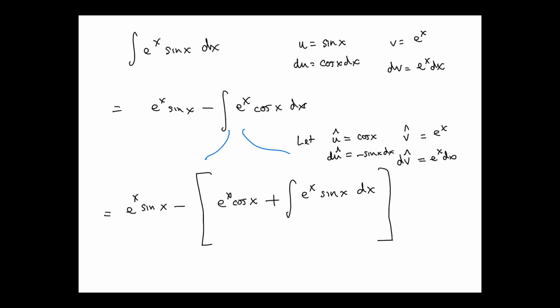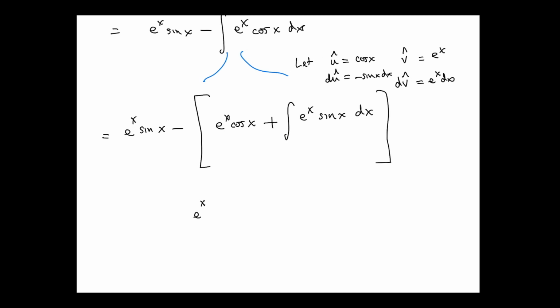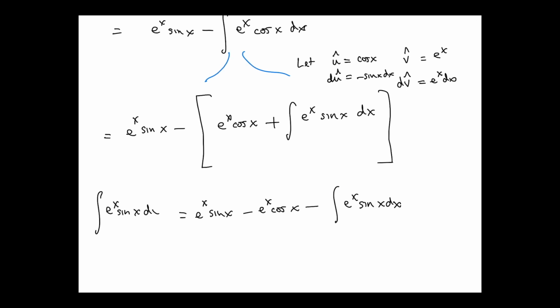Okay, let me simplify this a little bit. So we have e to the x sine x minus e to the x cos x minus the integral of e to the x sine x. And what was the question we were trying to answer in the beginning? Well, we were trying to answer this question. Oops, and I need a dx there. Right, so that's what our labors have gotten us, is that the integral of e to the x sine x is equal to that stuff minus the integral of e to the x sine x.